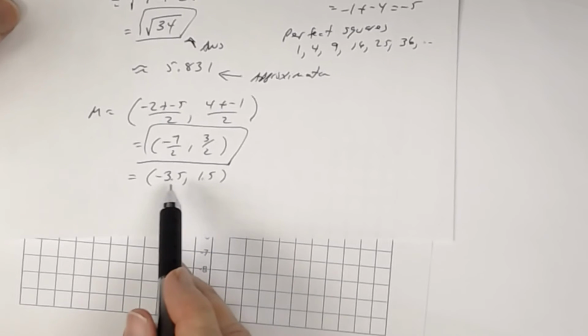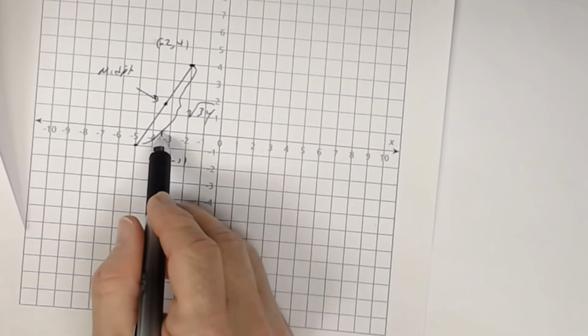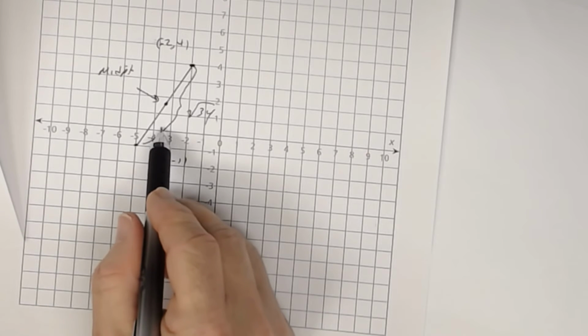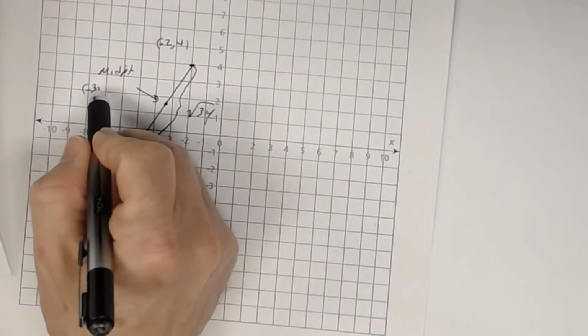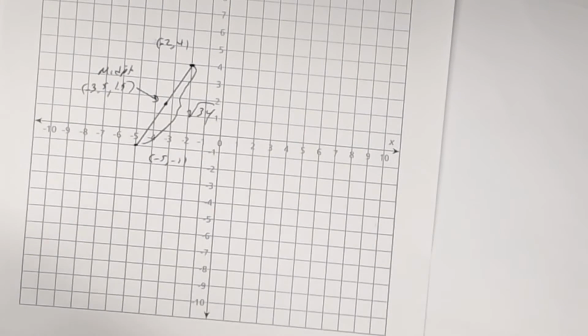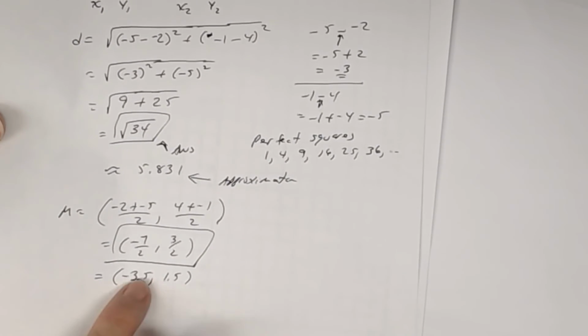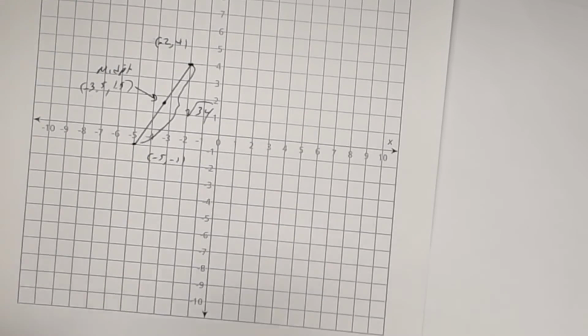And so notice negative 3.5, 1, 2, 3, 3.5, and then up 1.5. So there's the point, negative 3.5, 1.5. And so that's what that midpoint is. So the midpoint, this point right here, these are the coordinates of the point in the middle of that segment. Okay, so that was number one.